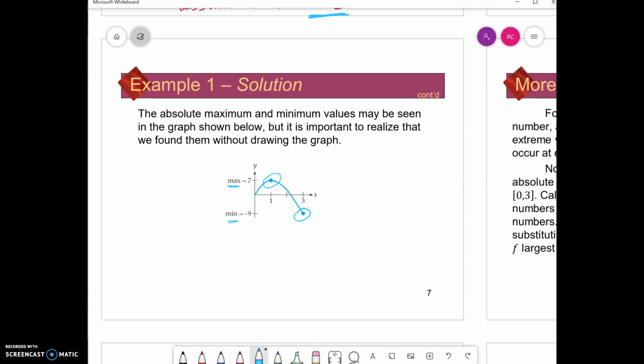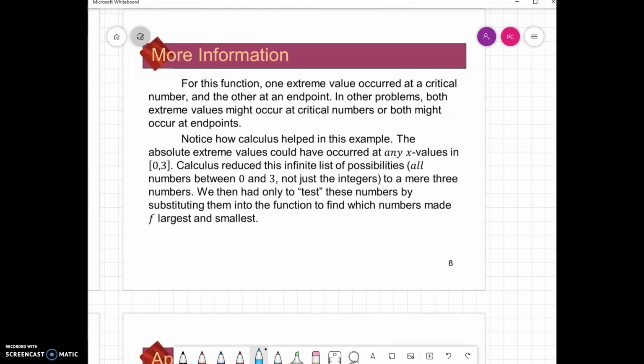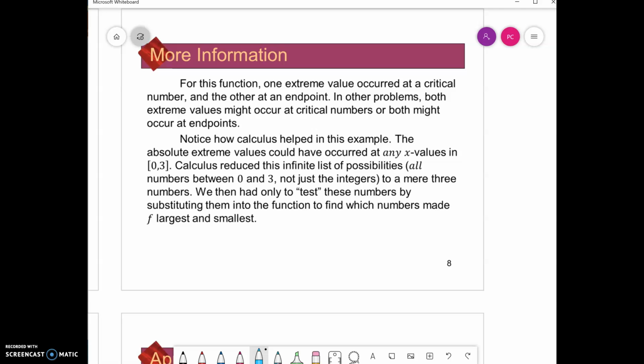Now, for this function, one extreme value occurred at a critical number and the other one at one of the endpoints. In other problems, that can change. Both extreme values might occur at the critical numbers, or both might occur at endpoints.